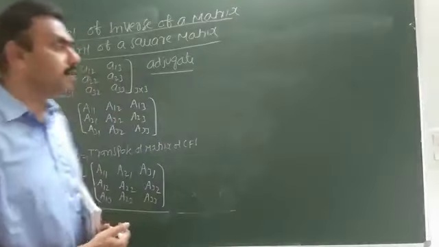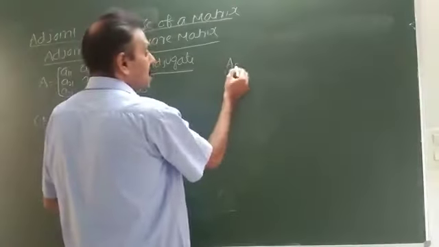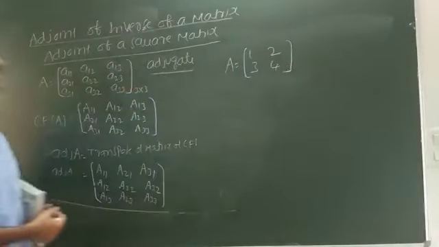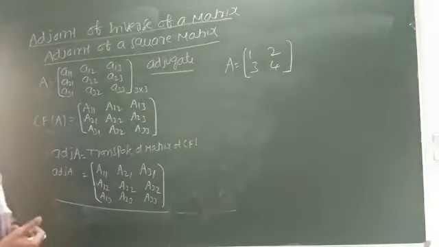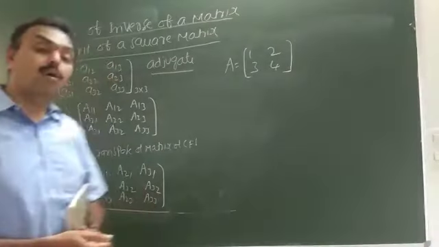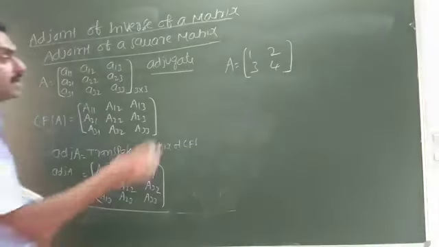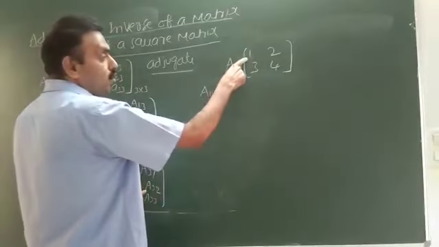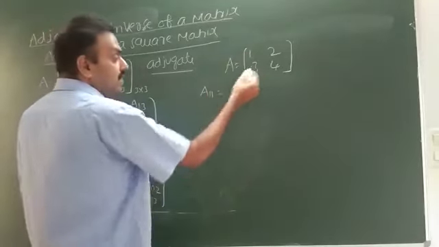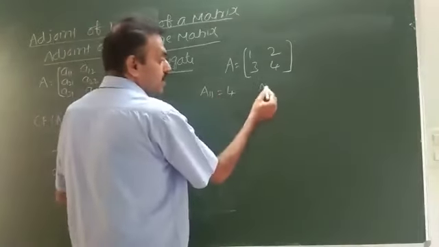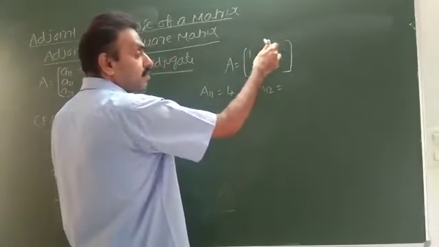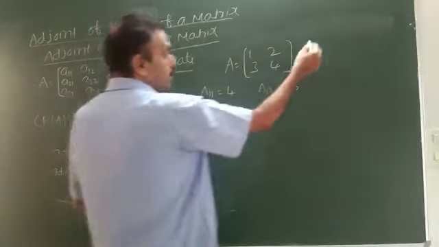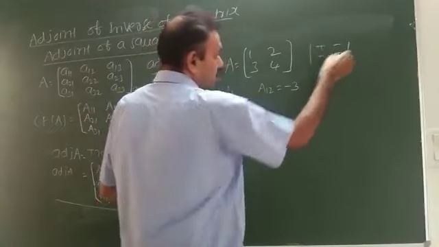Let us take one simple example of how to find the adjoint of a matrix. Let us consider a simple 2 cross 2 matrix: 1, 2, 3, 4. Here the matrix A is given. You find the cofactor of each element. What is the cofactor of the first element? A11 is 4. What is A12? Leave the row and column, and it is -3, because you know the rule of signs for 2 cross 2: plus minus, minus plus.